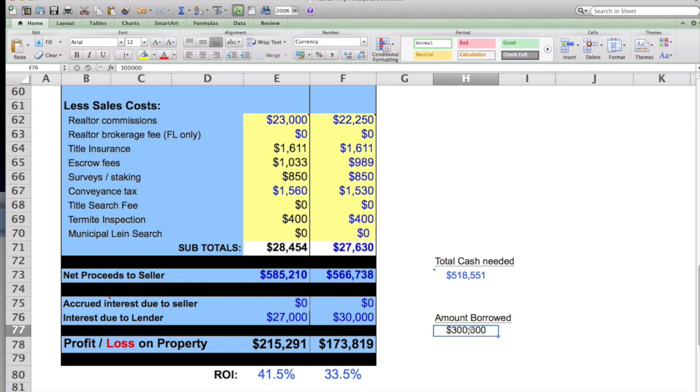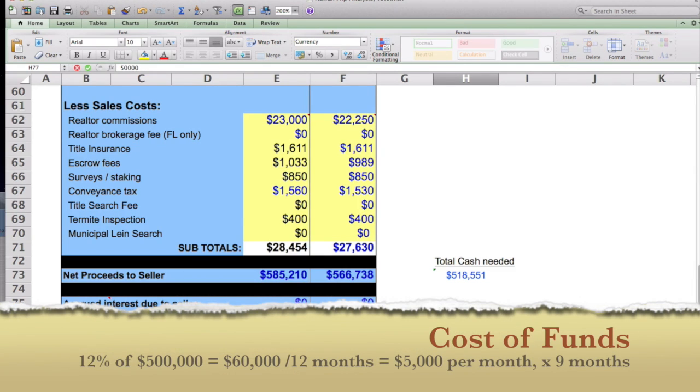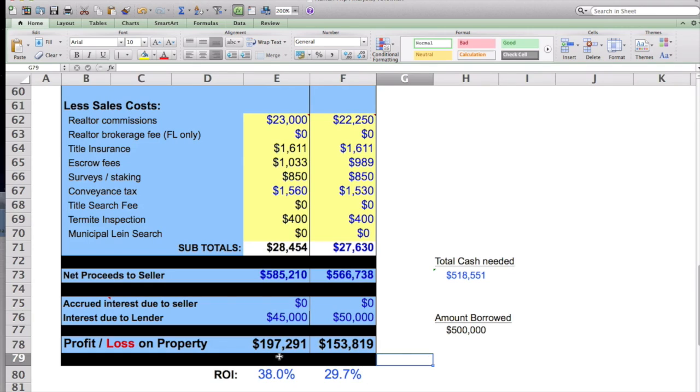Okay. Now, what if this number was 500,000? So what if I borrowed virtually all of it? Oh, we need another zero there. Okay, so 500,000, which is about all the cash that we need. Then it's going to be 5,000 per month times 9 months. So my lender is going to get 45,000. And then that changes down at the bottom.